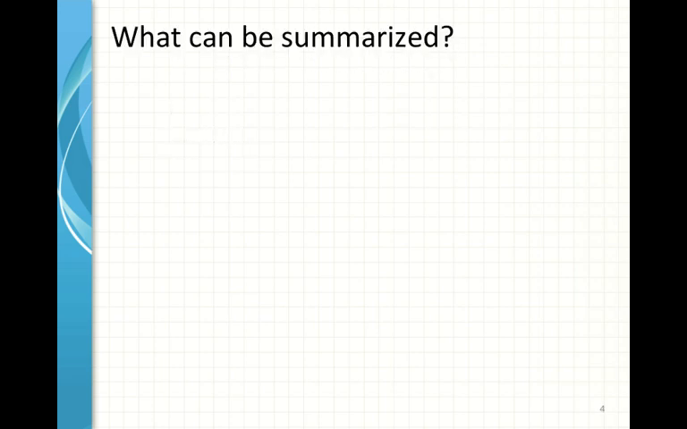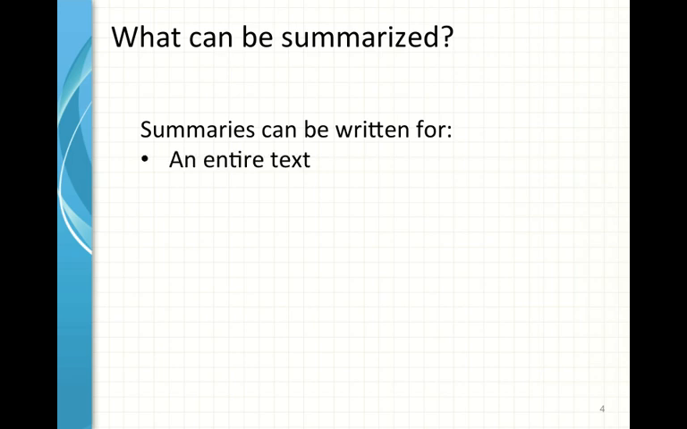What kinds of things can be summarized? Well, summaries can be written for an entire text. For example, maybe you summarize an entire novel to share with your friend what the novel was about. Summaries can also be written for a part of a text. For example, your teachers might ask you to write a summary of a chapter in your textbook.